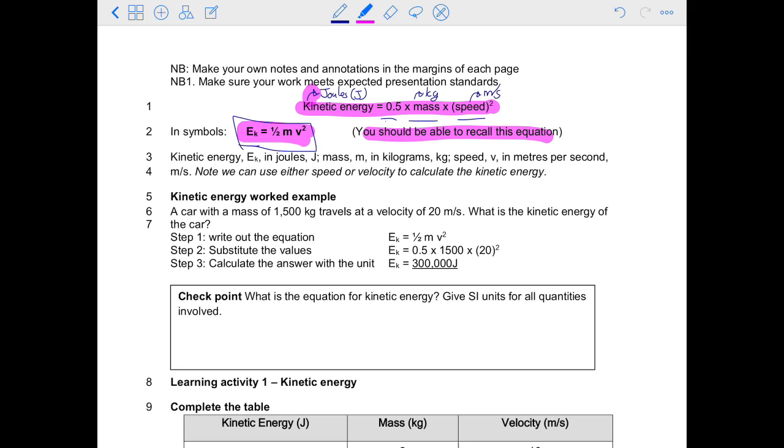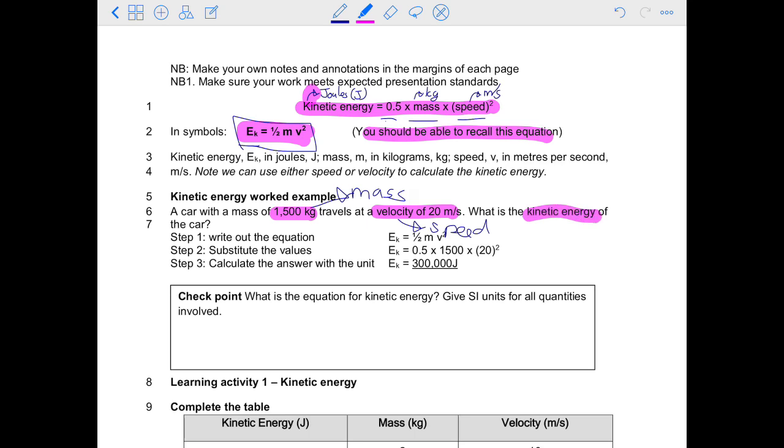So car with mass, 150 kilograms. We know that this 150 kilograms is mass. A velocity, remember, that's just another science word for speed, is 20 meters per second. We have kilograms, we have meters per second, so we don't need to change it. What is the kinetic energy?